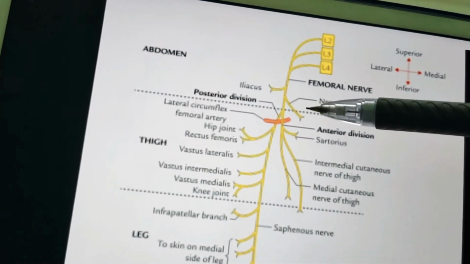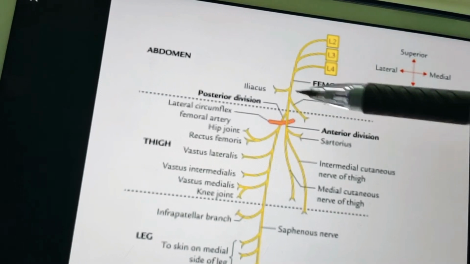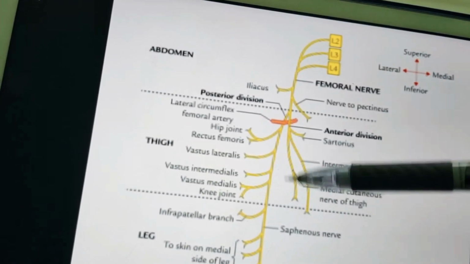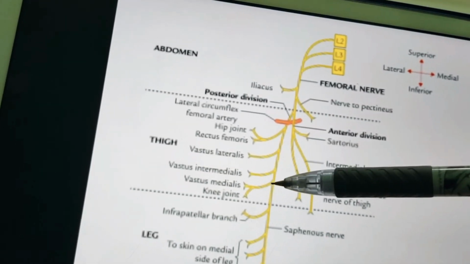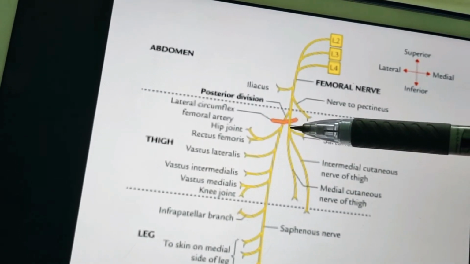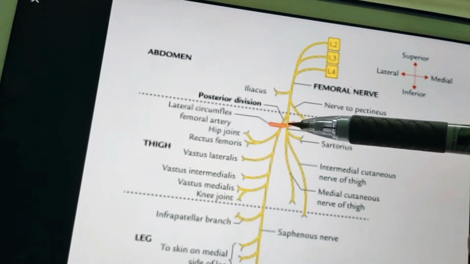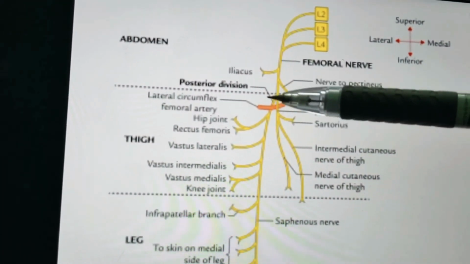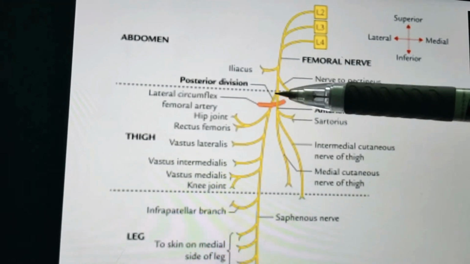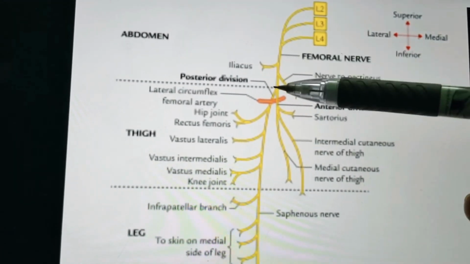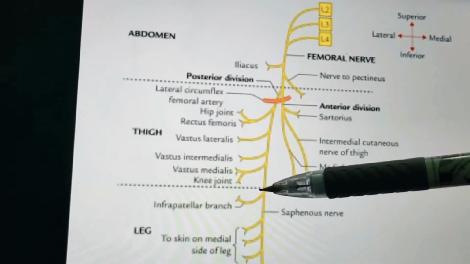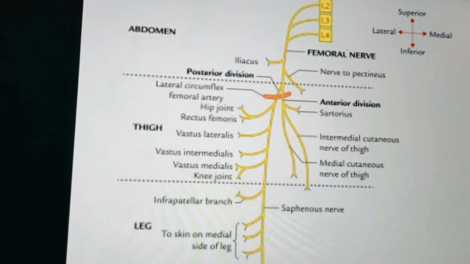Okay, and after a short course of about 2 centimeters below the inguinal ligament, the nerve divides into the anterior division, you can see this is the anterior division and this is the posterior division, which are separated mainly by the lateral circumflex femoral artery. Here comes the lateral circumflex femoral artery, you can see here. Mainly because of this lateral circumflex femoral artery, our femoral nerve is divided into the anterior division and the posterior division. Okay. So now let us see the different branches and distribution.